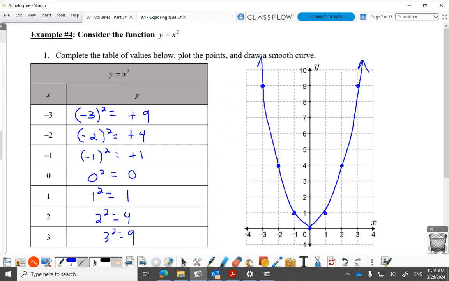Mr. Todd, I thought you said they're going to look like a ball throwing through the air. They can. This one's upside down. So we'll look at downward parabolas, and this one's an upward parabola. What makes them upward versus downward? Oh, we're going to talk about that too. Yeah. Complete the table values below, plot the points, and draw a smooth curve. Did it. A parabola.